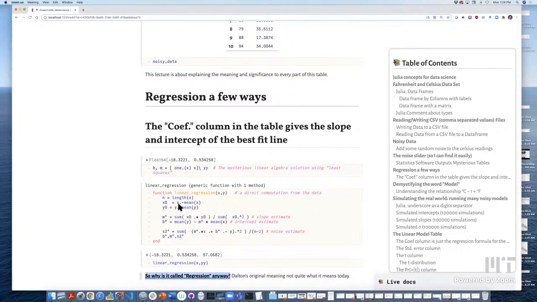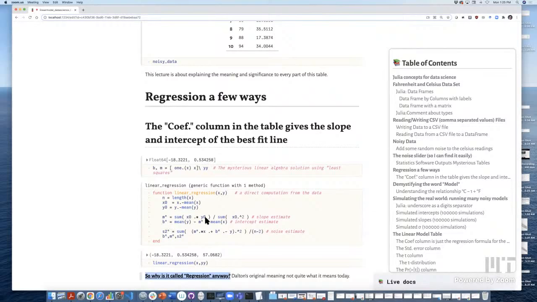X zero is the demeaned X, right? We remove the mean of X. Y zero is the demeaned Y. Okay, and then we're going to get an estimator for the slope. I'll call it M estimate, M for slope and E for estimate. And it's simply, for those of you who know, the dot product of the demeaned X and the demeaned Y divided by the sum of the squares. I mean, this is easy to see, it's easy to understand how to use the formula.